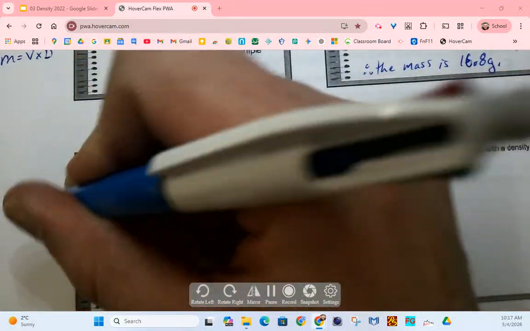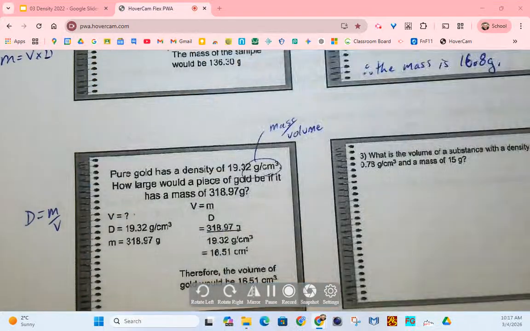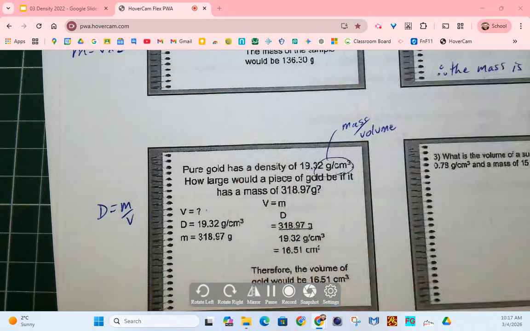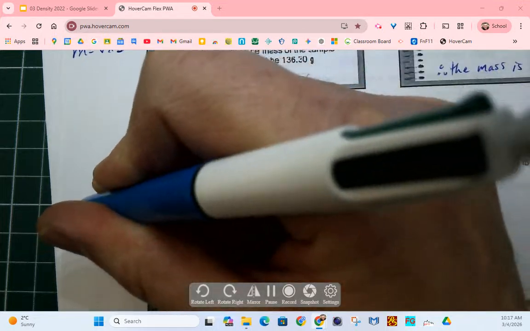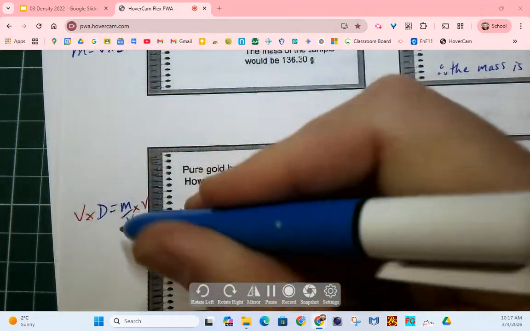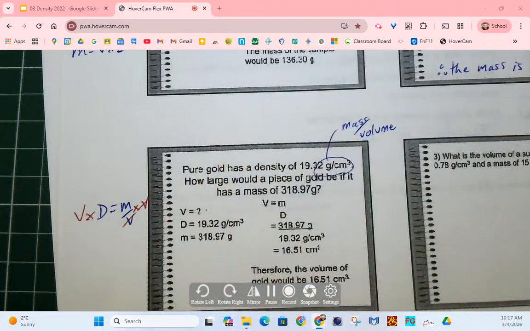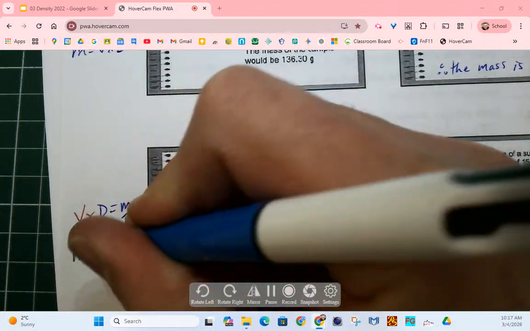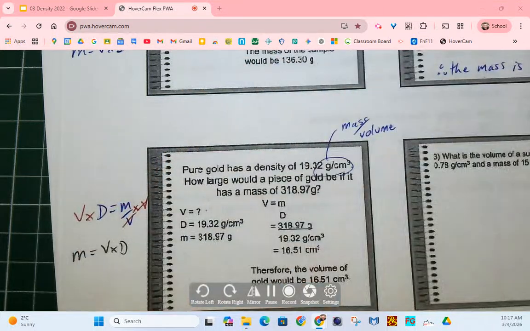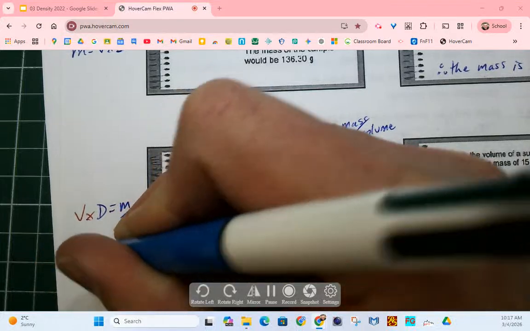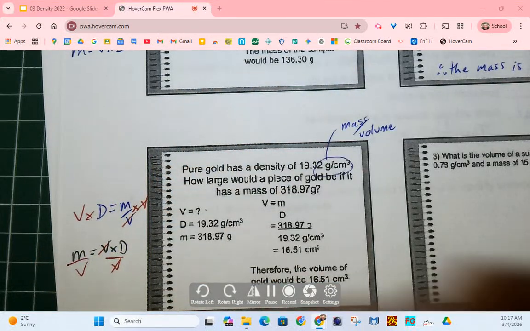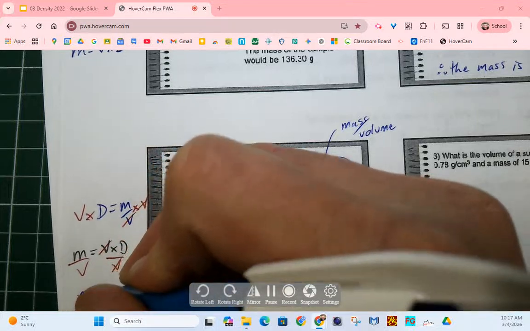Again, if it was me and I have D is equal to M over V, this is a two-stepper in my brain: multiply both sides by V. That cancels out the V's. And that leaves M is equal to V times D. But I'm trying to get V all by itself, so then I would have to divide both sides by V. And I end up getting M divided by V is equal to D.